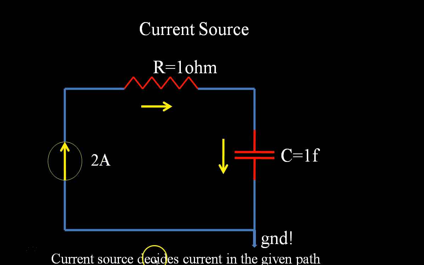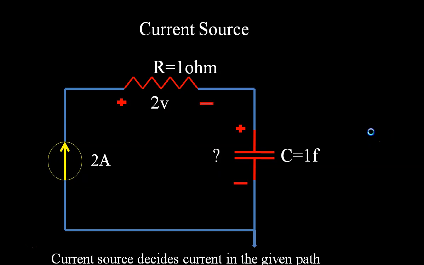The current source decides the current in the given path. It means this is the path. But in this circuit, there are no branches. The current cannot divide here. For example, it will go to this and then it will enter the capacitor. But this doesn't apply when there is branching of current. Let's see that after some time.